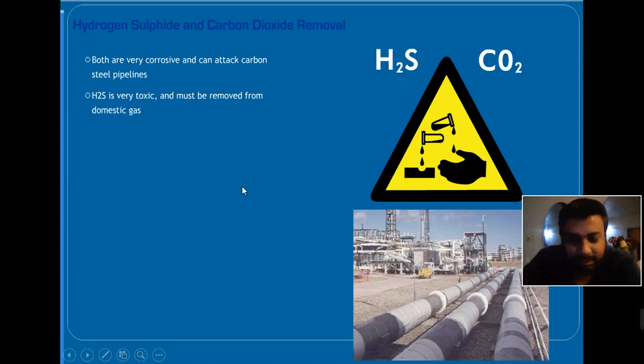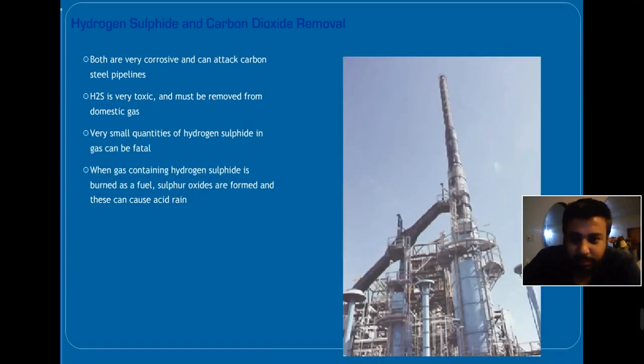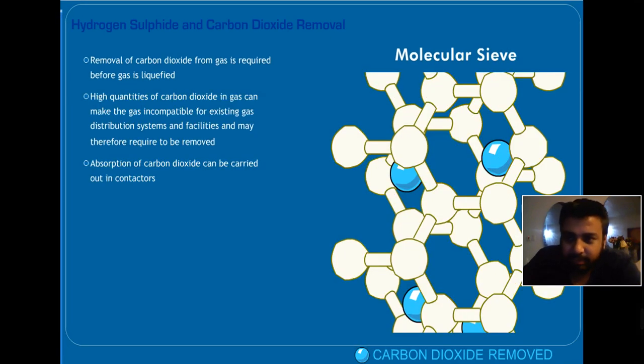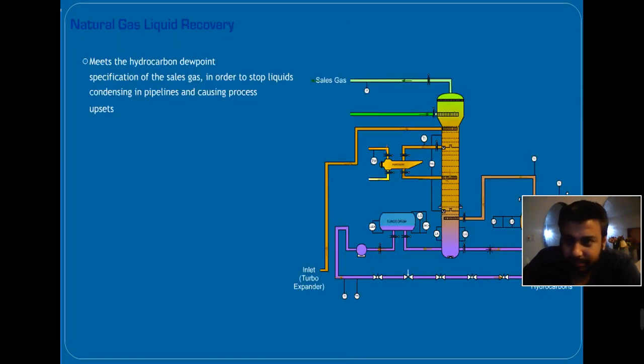So after the reservoir production facility, we have compression. We remove the water, then we remove the H2S and CO2 out of it. As I said, H2S is very corrosive. It can attack carbon steel pipelines, and it is toxic. It can really be dangerous for humans at the same time. Carbon dioxide is not as toxic as H2S, but the problem is it reduces the heating value, and it is not desirable, so we have to remove it from the gas.